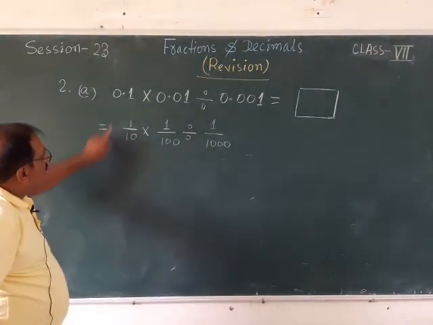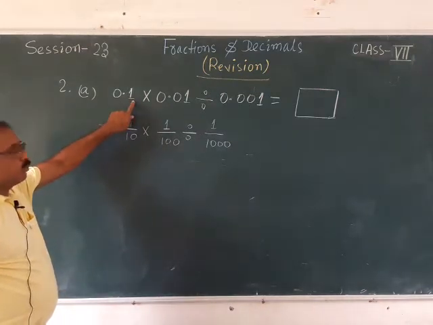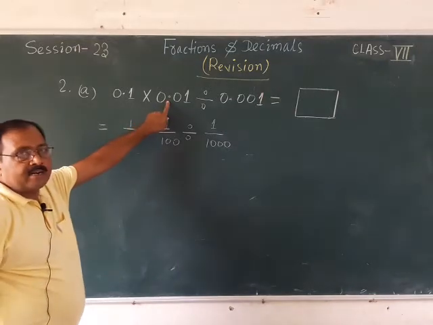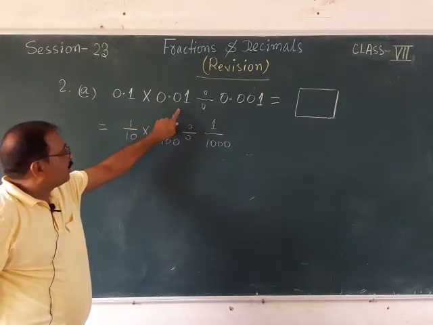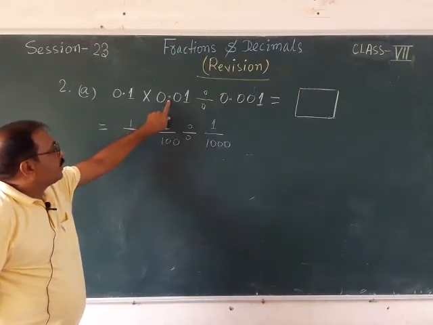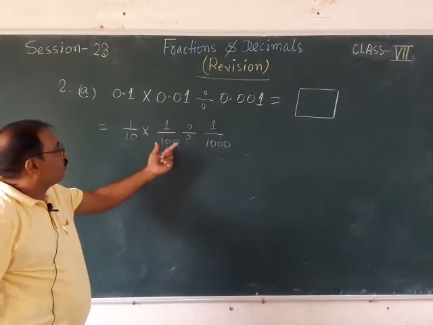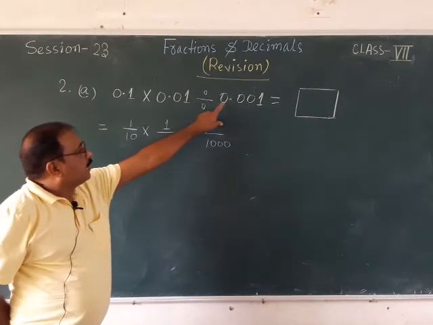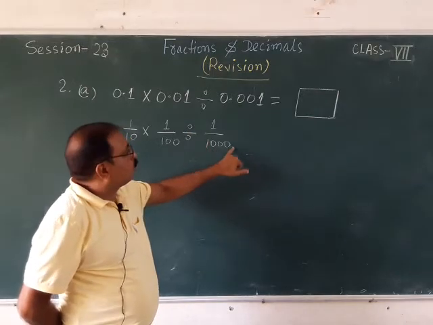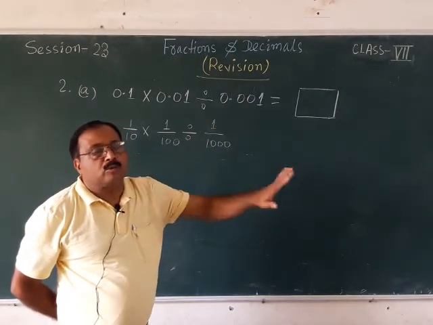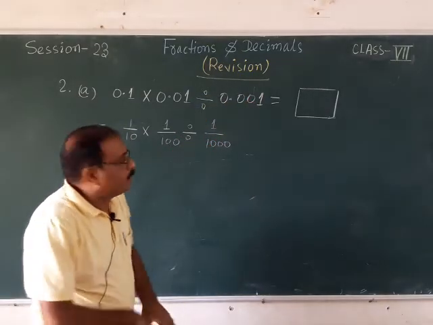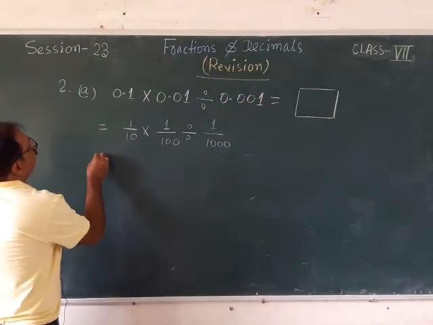As you are aware that after decimal, if there is one digit, you can write 1 upon 10. And if after decimal there are 2 digits, then you will write 1 upon 100. And if after decimal there are 3 digits, then 1 upon 1000. So at first you have to change all the decimals into fractions, then you will feel easy to work.